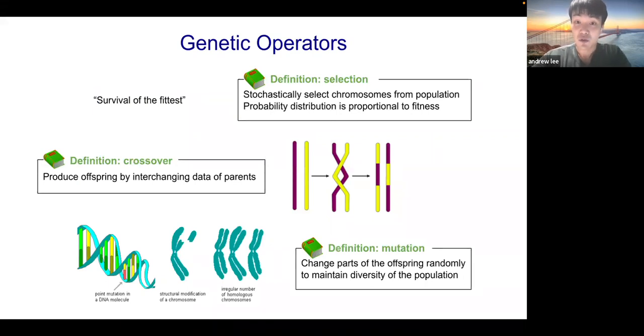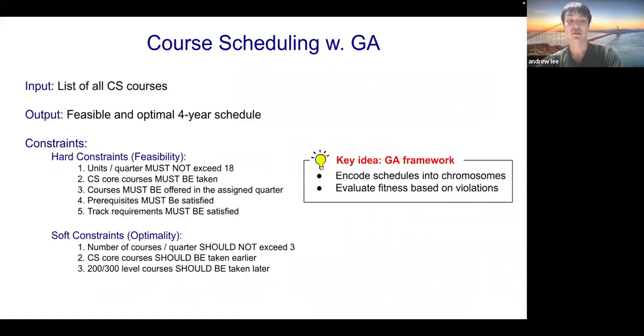Now, in selecting chromosomes, we choose chromosomes with probability proportional to their fitness, so that a chromosome that has higher fitness level gets chosen more often for the future generations. For crossover, we produce offspring by interchanging data of parents, and mutating chromosomes is necessary to maintain diversity of the population for future generations. We modeled this problem using a set of hard and soft constraints, and the goal of the genetic algorithm is to produce the chromosome that satisfies all of the hard constraints and most of the soft constraints.